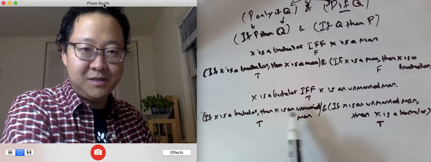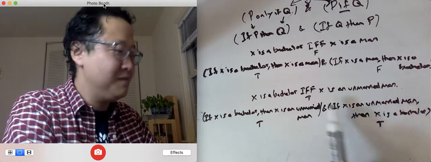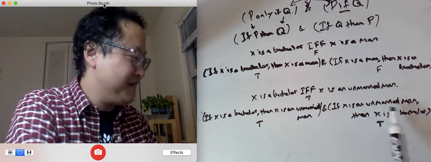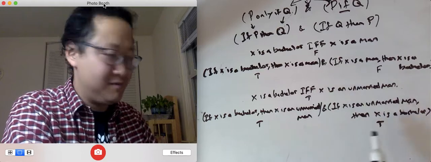If X is a bachelor, then X is unmarried, and then if X is an unmarried man, and if X is an unmarried man, then X is a bachelor, right, here.